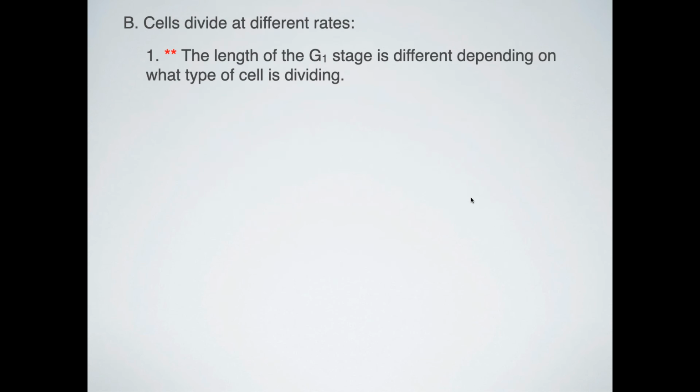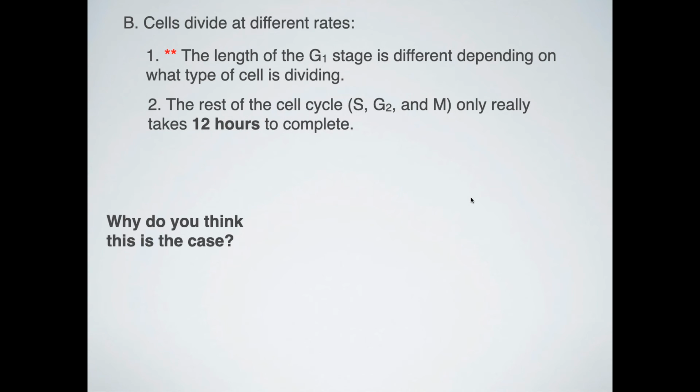And keep in mind, though, that cells do divide at different rates. So the length of G1 is different depending on what type of cell is dividing. Why do you think that is the case? Why do you think that G1 can last minutes, days, weeks, or years for different types of cells? Well, I'll show you in a little bit. But think on that. The rest of the cell cycle, though, so G1 can be forever.